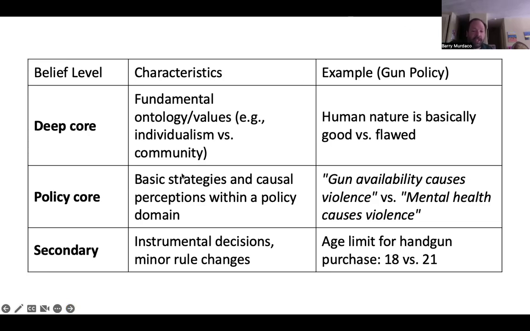And then you have secondary beliefs, instrumental decisions, minor rule changes. Instrumental means this is more like what means to an end are you going to follow. So you have a certain agreement on certain core beliefs, but then there's a different question of how do you best achieve those goals? Age limit for handgun purchase, 18 versus 21, for example.